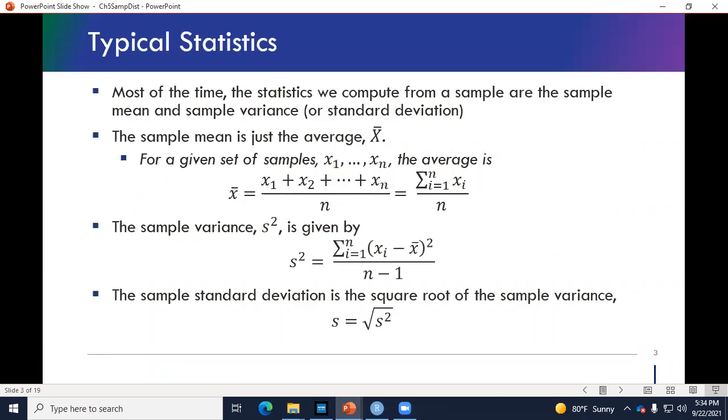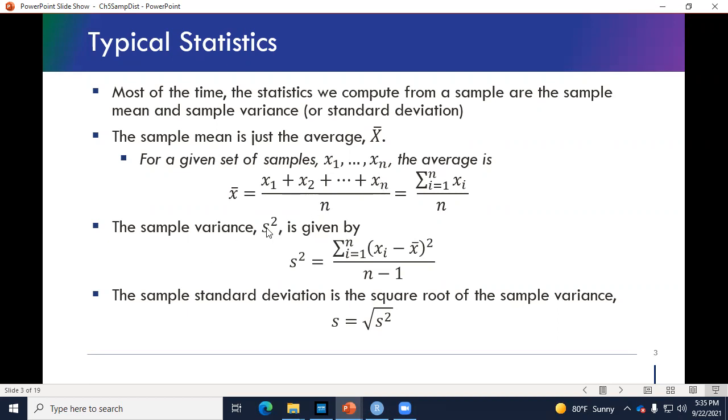So we have some typical statistics that we deal with a lot. For example, we use the sample mean and sample variance or sample standard deviation a lot. So let's define them. What is the sample mean? It's just the average of a sample. If the sample is x1 to xn, we normally call the sample mean x bar. So just sum them up and divide by the total sample size.